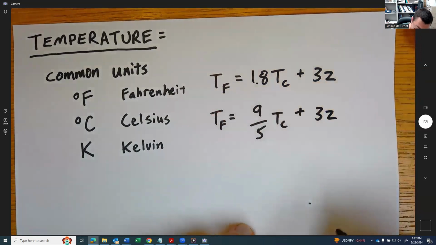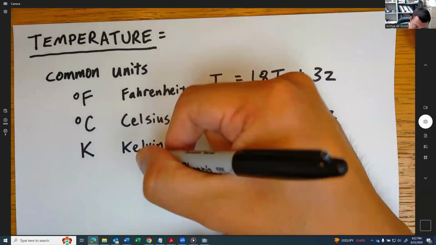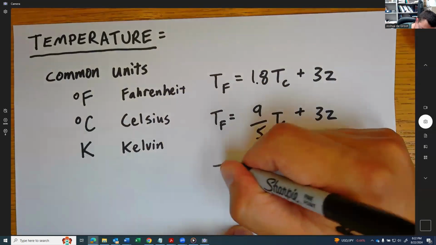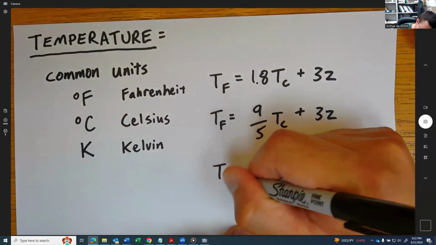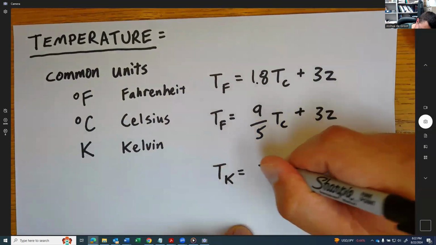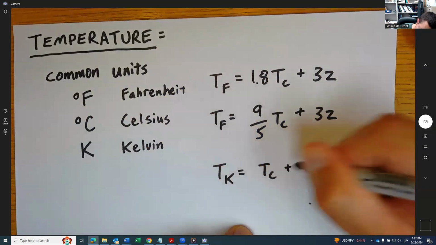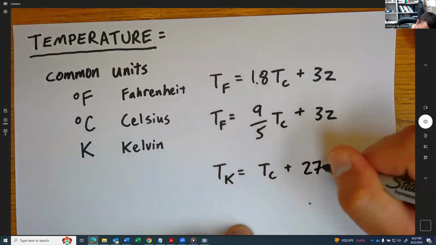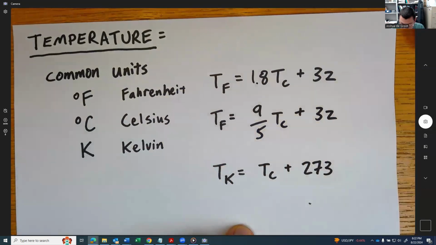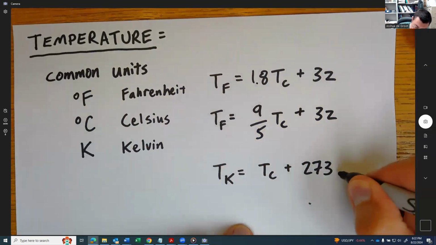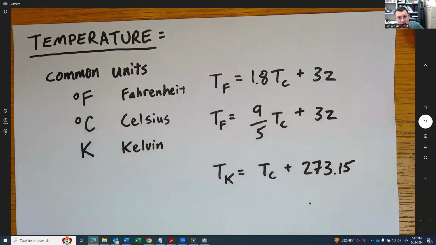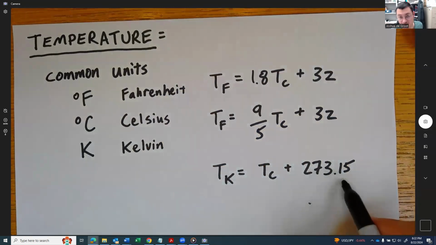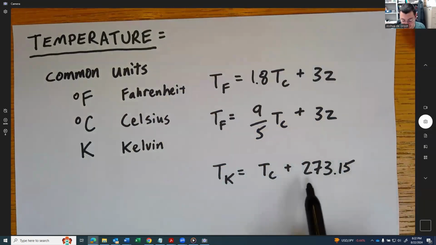All right. And then to go between Celsius and Kelvin, you're going to add 273 to the Celsius temperature, or 273.15 if you want to be really spot on, if you have a high resolution way of collecting temperature data.